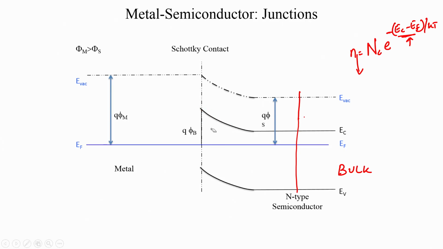So the band bending diagram looks like this. You have the metal Fermi level, and at the junction there is a massive barrier, and we call that the barrier height. The energy of this barrier is denoted by a special symbol, phi b, which is the potential, and q phi b is the energy.